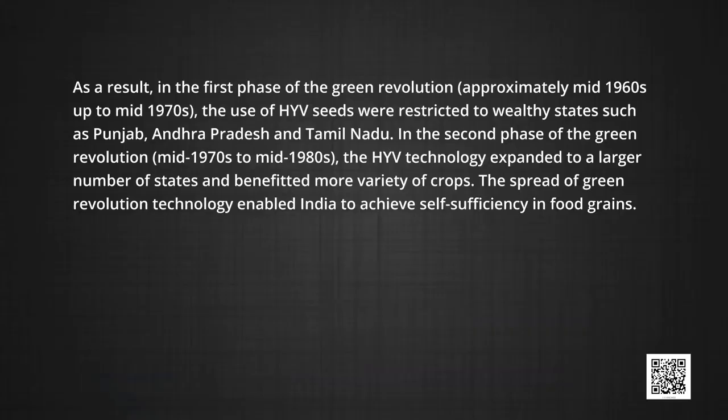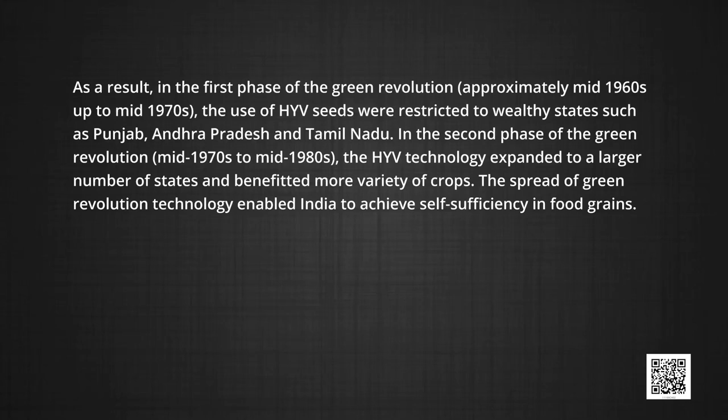The farmers who could benefit from HYV seeds required financial resources to purchase inputs. As a result, in the first phase of the Green Revolution, approximately in the mid 60s up to mid 70s, the use of HYV seeds was restricted to wealthy states such as Punjab, Andhra Pradesh and Tamil Nadu.